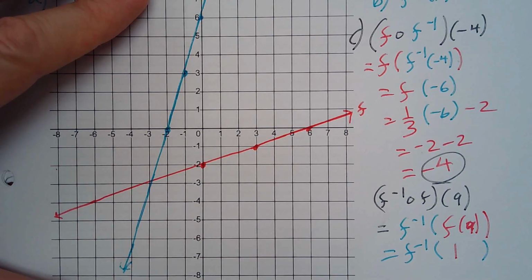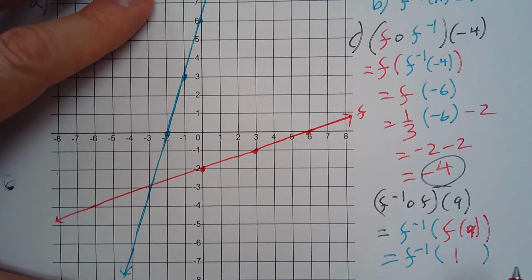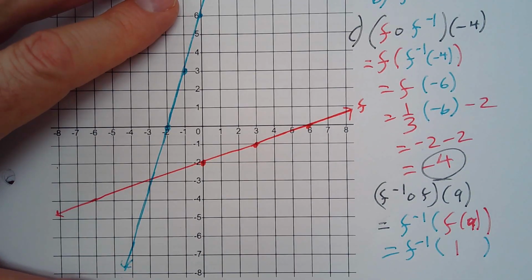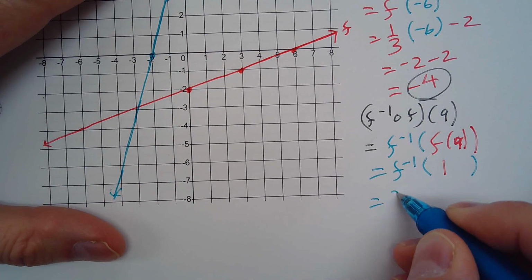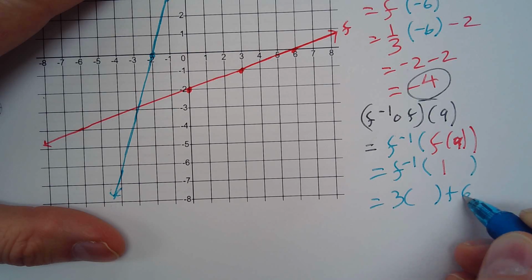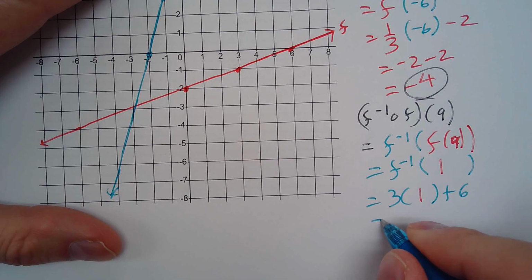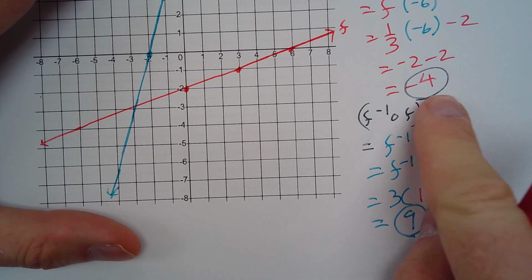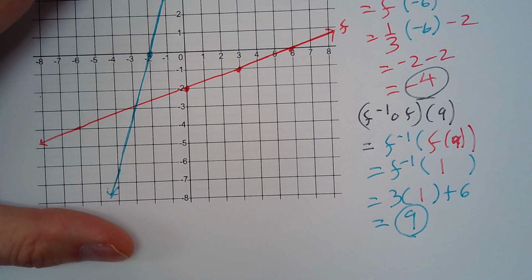So doing f inverse of 1, I plug in 1. Again, I'll go back, I'll do it algebraically just to make sure. So I'm going to use this 3x plus 6. And that gives us 9. So notice again, composing a function with its inverse, I get the same thing I started.